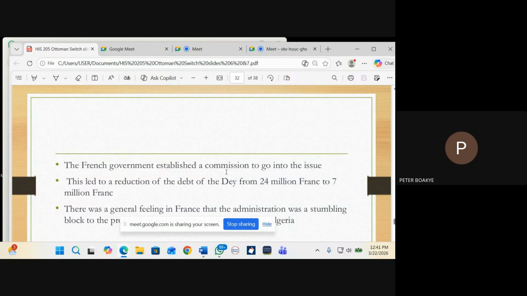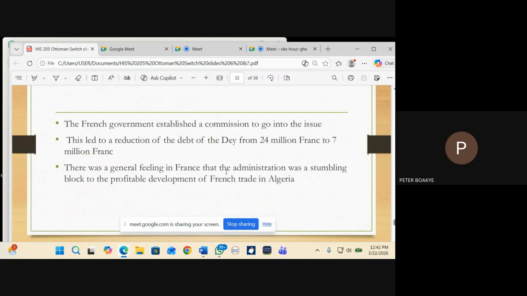You know that as for whites and blacks, if you are going to look at why one doesn't like the other, I don't know. Time will be too long, but be that as it may, the commission reduced it from 24 million that they were owing Hussein Dey of Algeria to just 7 million francs. So if you were the Dey, would this sit well with you? And that is what will actually happen.